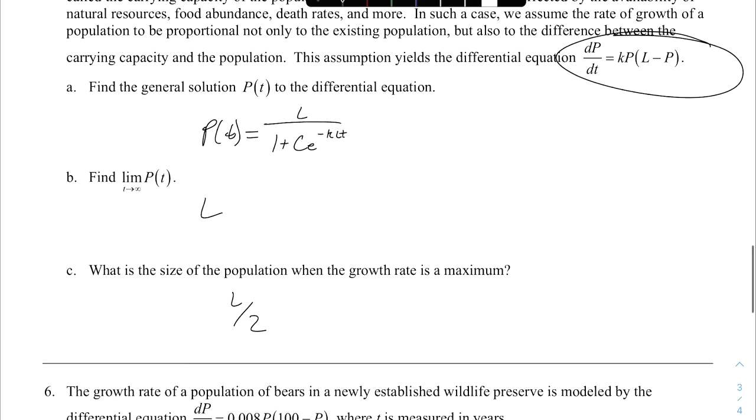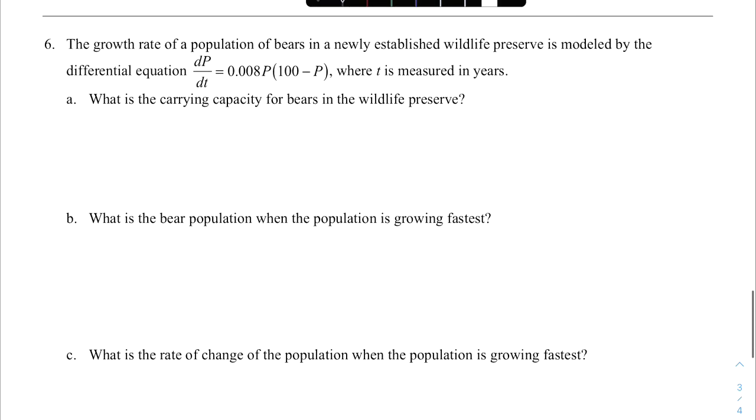All righty, so let's finish this up. The growth rate of a population of bears is given. What is the carrying capacity of the bears? So the carrying capacity is just the limit as it goes to infinity. So this is just L. So in this case, it is 100 bears.